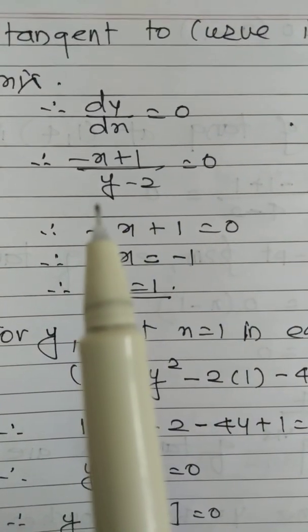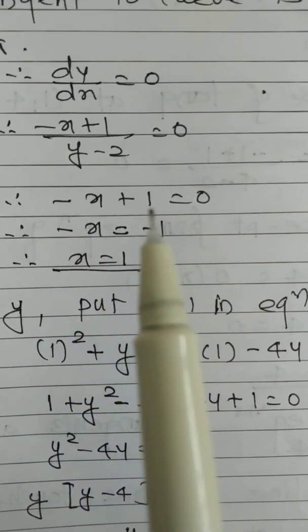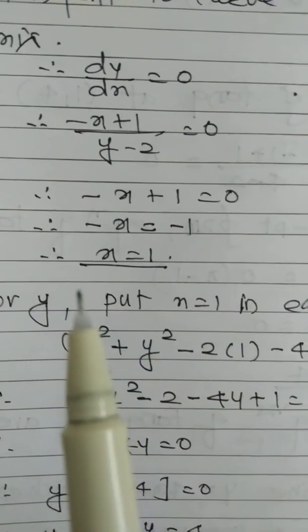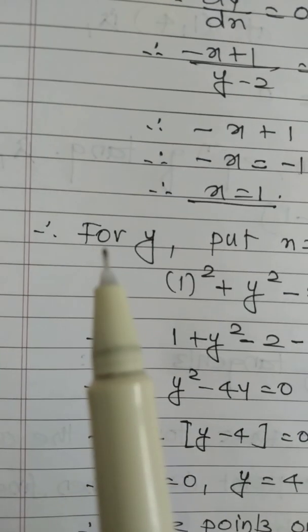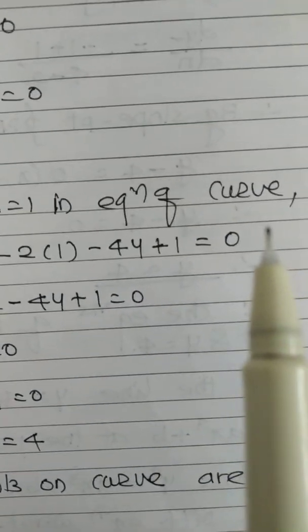Transfer this y - 2 to the right hand side. So 0 into anything equals 0. Therefore -x + 1 equals 0. That means -x equals -1, so x equals 1. Now just find the value of y: put x equals 1 in the equation of the curve.